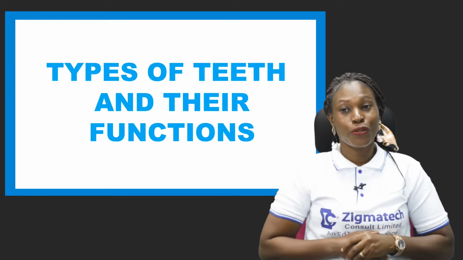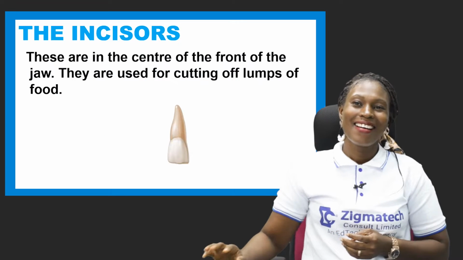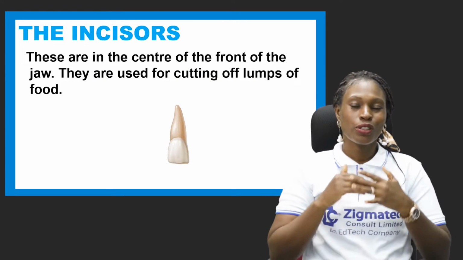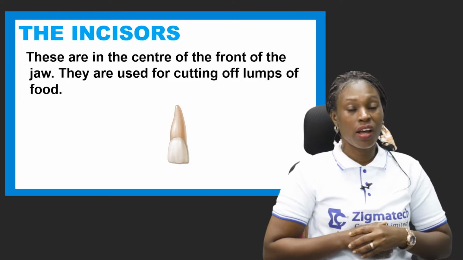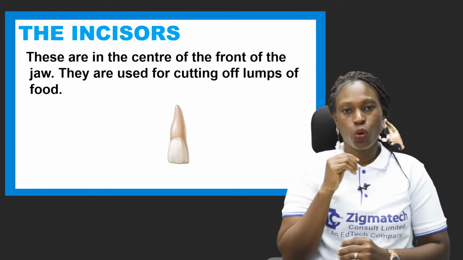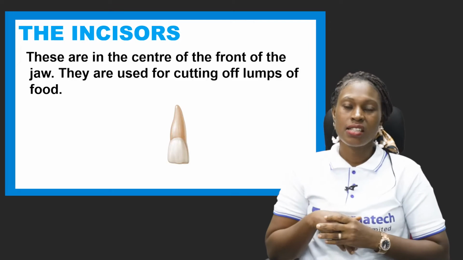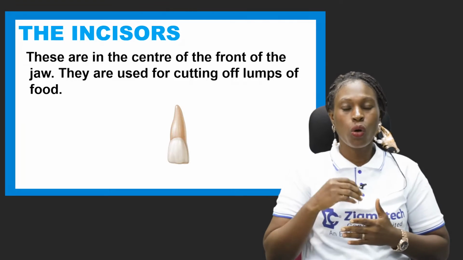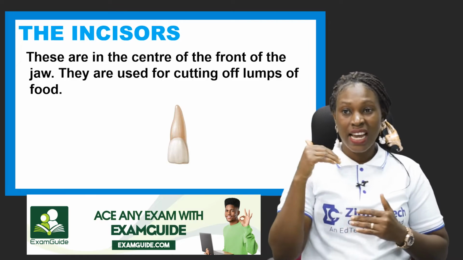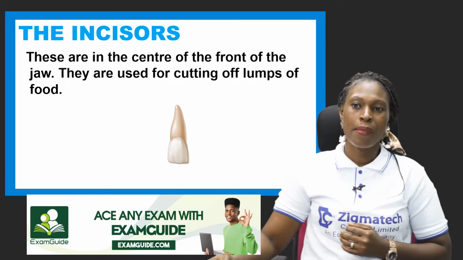Now let's look at the types of teeth and their functions. The incisors. These are at the center of the front jaw, and they are used for cutting off lumps of food. When you're eating and you're able to cut, this is what the incisors do. They help us cut food when we eat, and they are located at the center of the front of the jaw when we open our mouth.